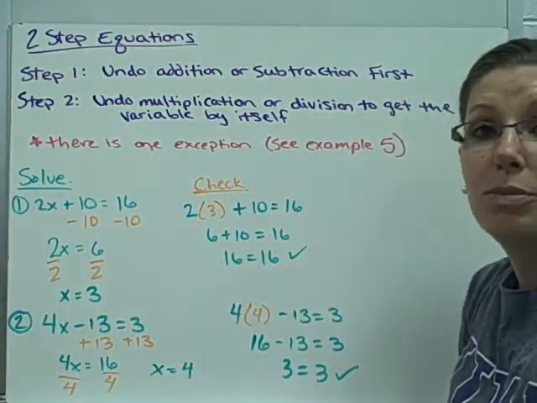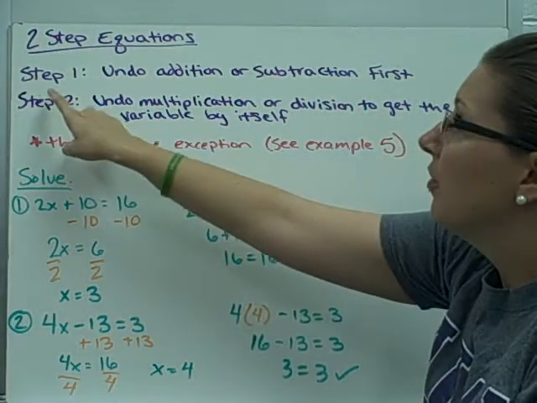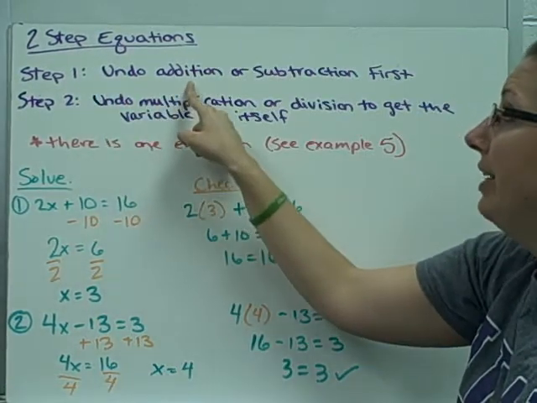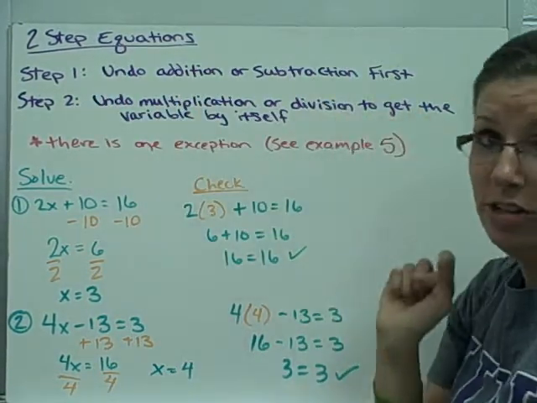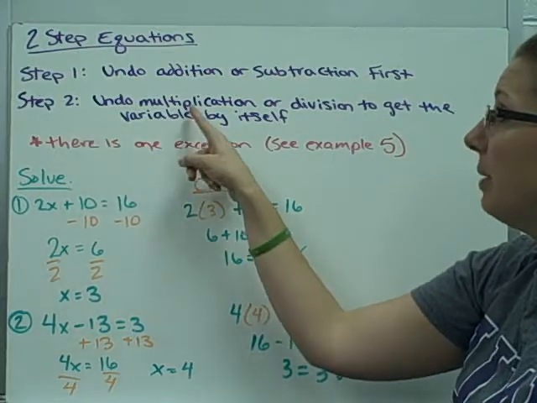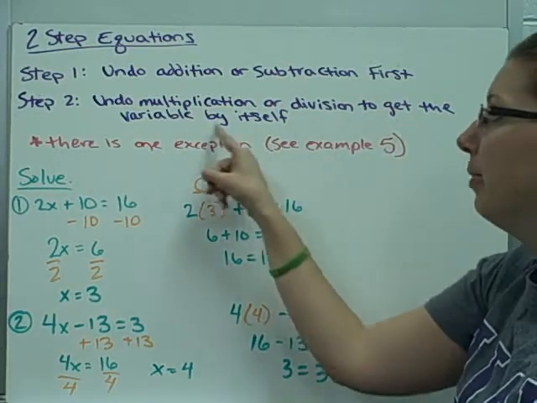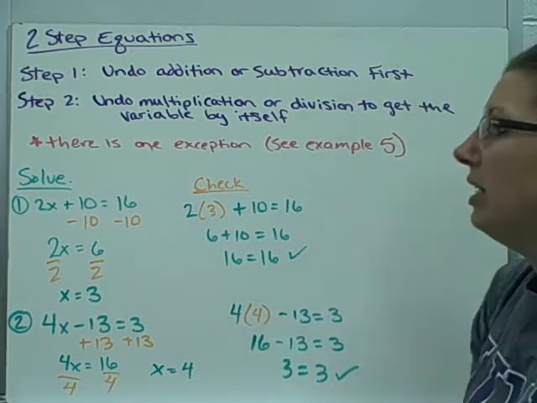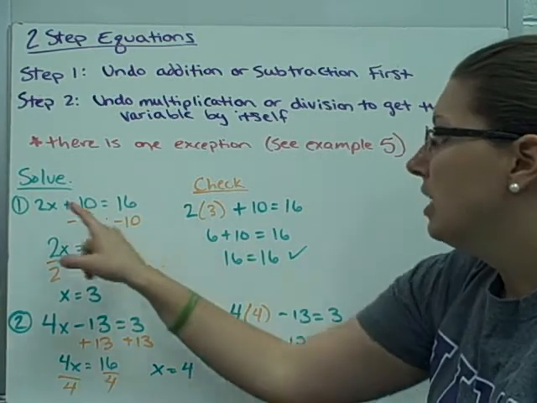Now we're going to move on to some two-step equations. So for my two-step equations, I have step 1 is to undo any addition or subtraction. Do that first. Step 2, undo multiplication or division to get the variable by itself. There is an exception to this rule, of course, which we'll see in example 5. All right, so here we go.